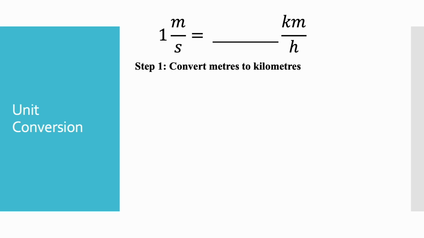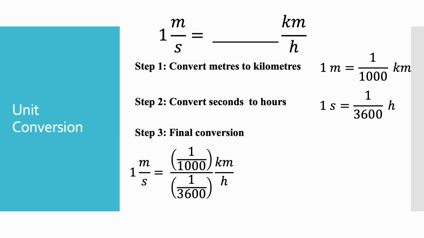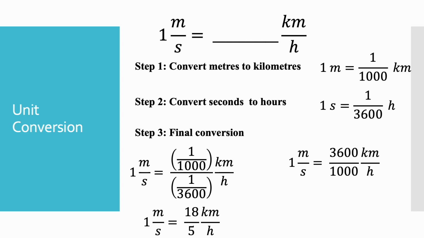Now let's reverse the process. How do we convert from meters per second to kilometers per hour? Yes, you might have already guessed the answer, 18 divided by 5. So let's follow these 3 steps. Convert meters to kilometer. So 1 meter is equal to 1 by 1000 kilometer. Convert seconds to hour. 1 second is 1 by 3600 hour. Final conversion. 1 meter per second is equal to 1 by 1000 divided by 1 by 3600. So you will get 18 divided by 5, 18 by 5.